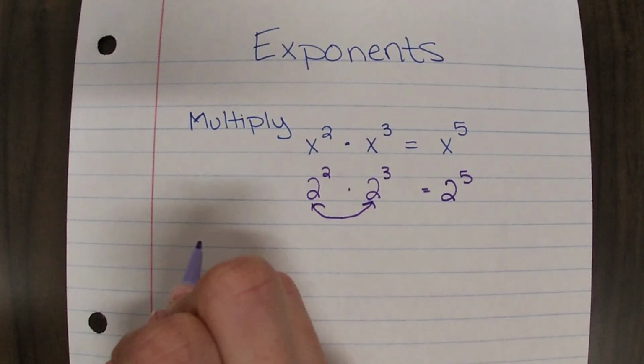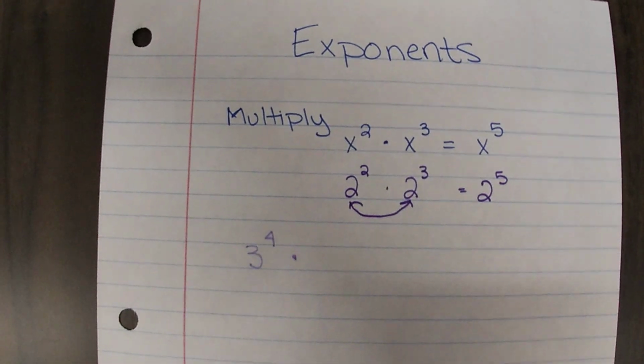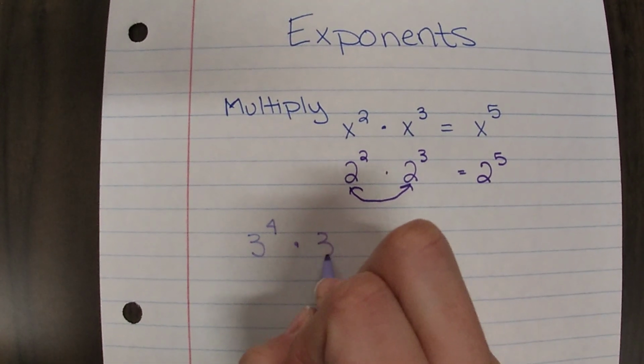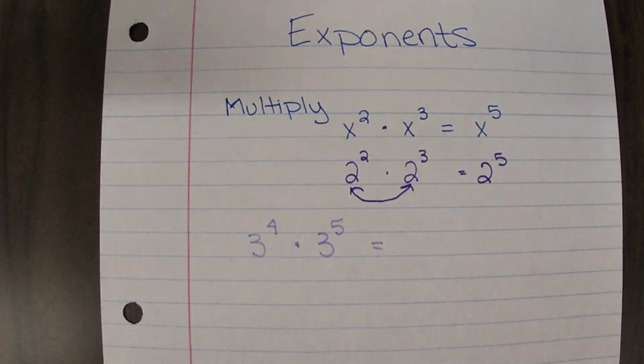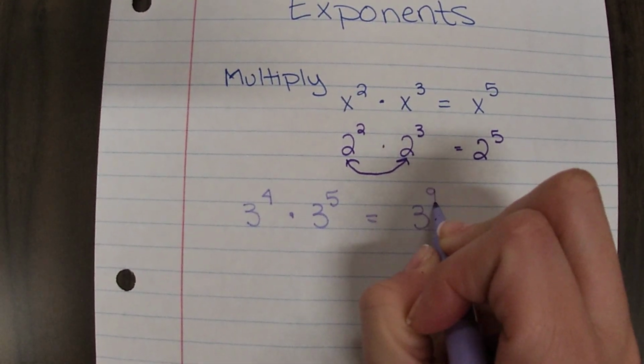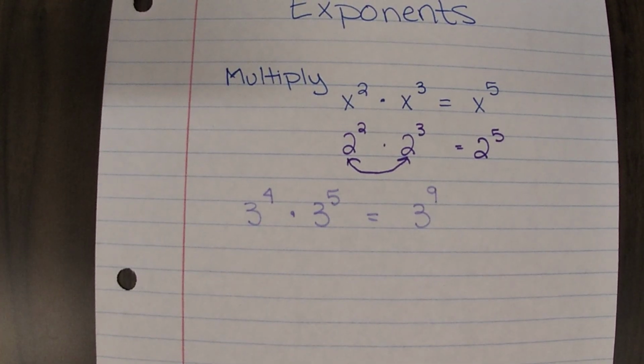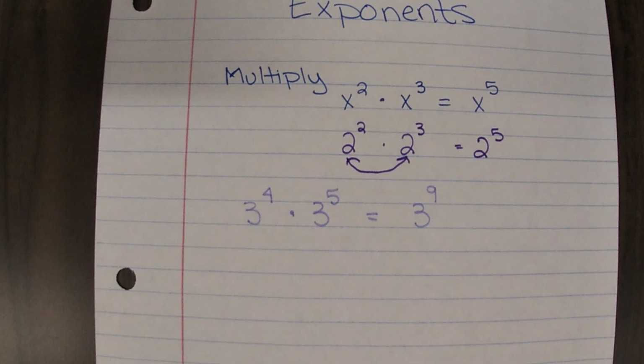So let's say we have something like 3 to the fourth times 3 to the fifth. What would be our correct answer here? We should have picked 3 to the ninth, right? Our base stays the same. We add the exponents, and 4 plus 5 is 9.